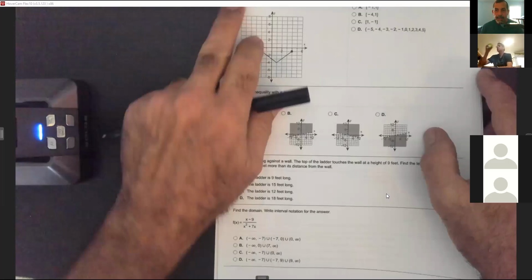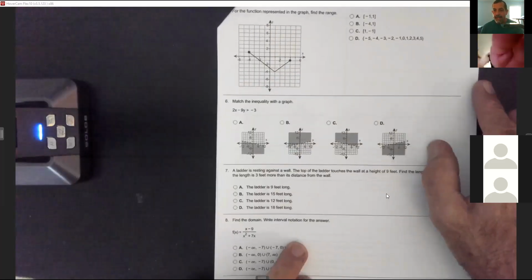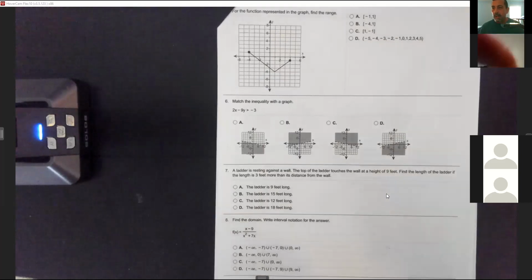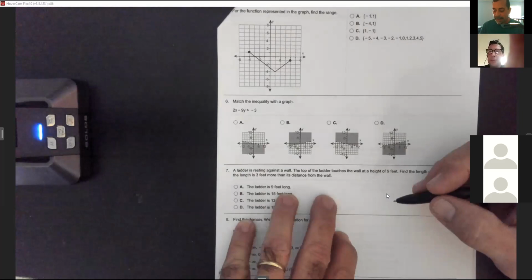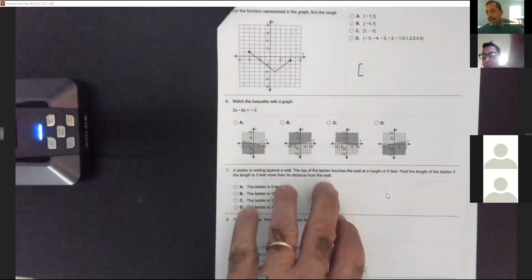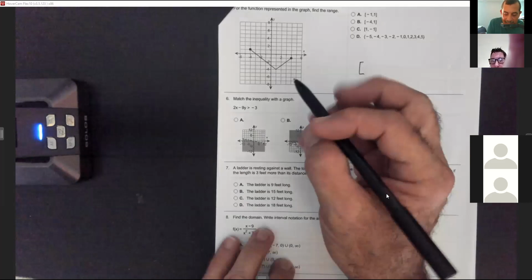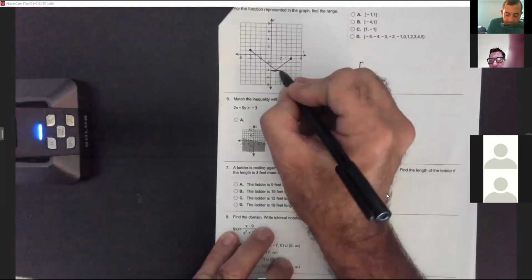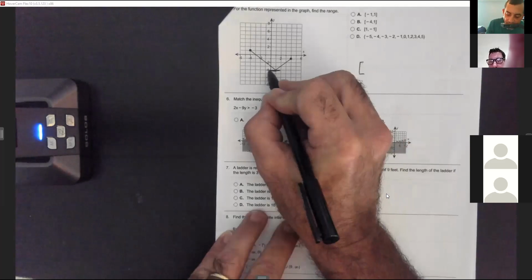All right, this next one. Find the range. The range goes from the smallest y value to the biggest y value. And the range, if it's a number, will have a bracket on it. So we just got to figure out what this minimum y value is here. So if you go over here to the y-axis, that minimum y value is sitting at a negative 4.